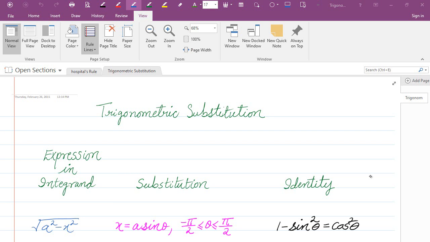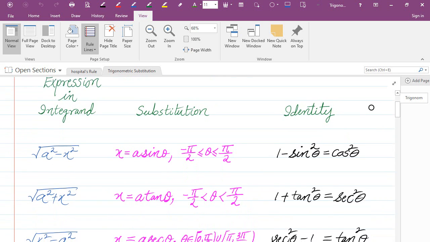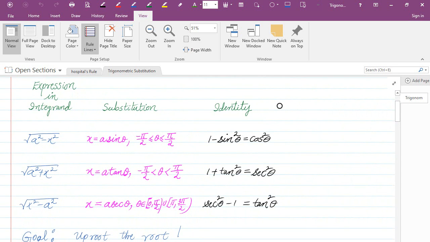In this video, we will be looking at the trigonometric substitution. So basically, as the name suggests, this is about evaluating integrals by substituting a trig function. Usually, the goal of substituting a trig function is to get rid of the square root.